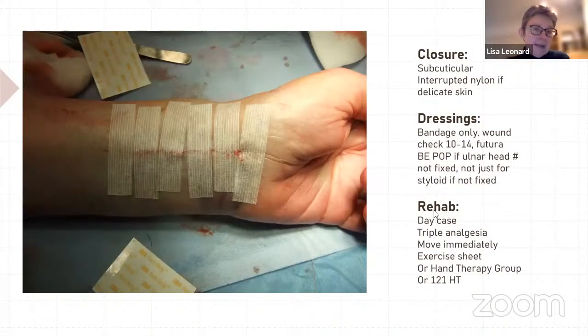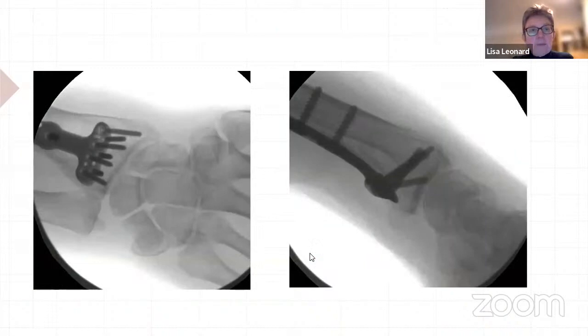I only treat them with a bandage. I would put them in a plaster if they had an associated ulnar head fracture, but not for an associated ulnar styloid fracture. I only fix an ulnar styloid if the DRUJ is very wobbly after I fixed it. And I do always check that. We were sued once as a unit for not checking the DRUJ instability in a lady who then subsequently required the ulnar styloid to be fixed. And we've touched on the rehab.